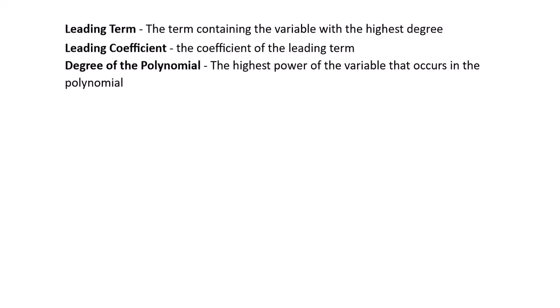A leading term is the term containing the variable with the highest degree. A leading coefficient is the coefficient of the leading term, and that is if you have your polynomial in descending order with the highest power first. The degree of the polynomial is the highest power of the variable that occurs in the polynomial.